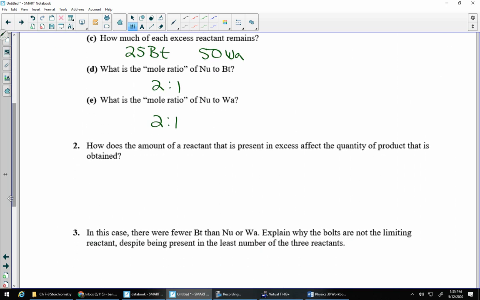Cool. How does the amount of reactant that is present in excess affect the quantity of product that is obtained? Well, short answer is it doesn't, right? So this is the reactant that is in excess. It means you've got too much. It doesn't slow down. It doesn't stop it. It's just you're going to have some left over. That's all there really is to it. It does not affect the quantity. It's only the limiting reactant.